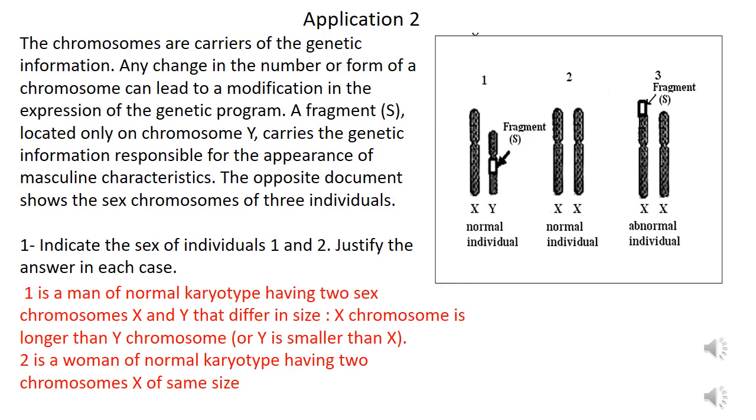Question 1, indicate the sex of individuals 1 and 2. Justify the answer in each case. 1 is a man of normal karyotype having 2 sex chromosomes, X and Y, that differ in size. The X chromosome is longer than the Y chromosome. 2 is a woman of normal karyotype having 2 X chromosomes of the same size.